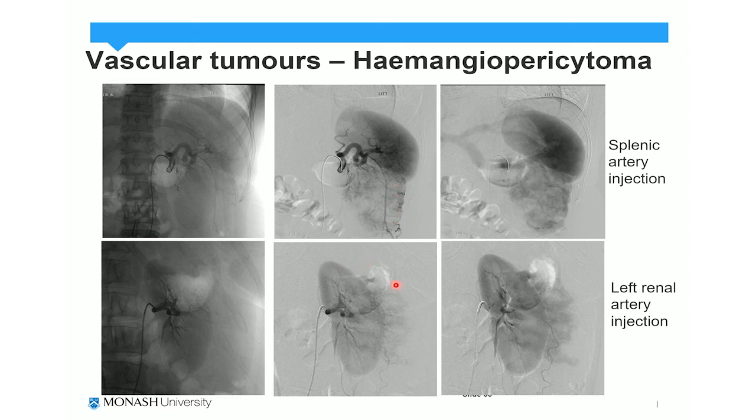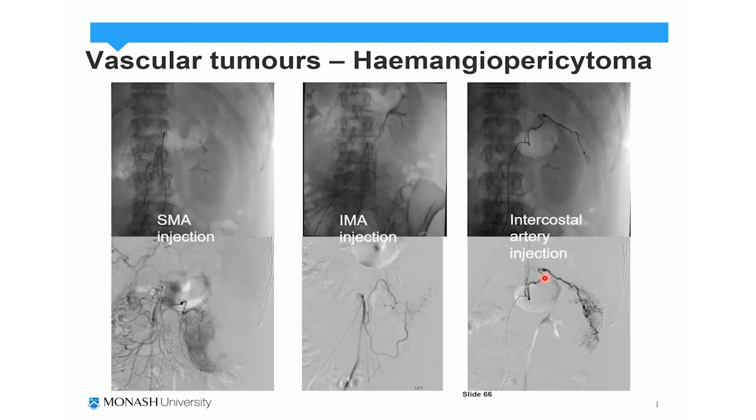This is a left renal shot. We can see here a blush outside of the kidney, which is the tumour. When we injected the SMA, we've got a vessel that supplies the tumour from the SMA and similar from the IMA. So it's really recruiting a lot of flow from various vessels in the abdomen.